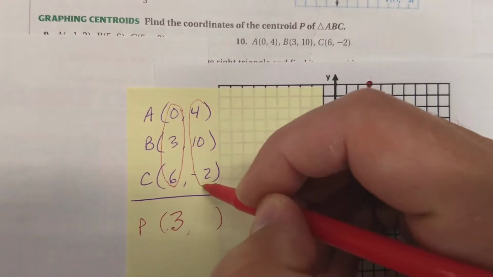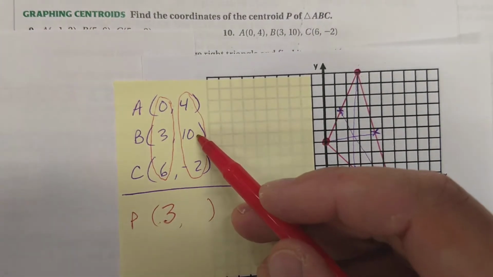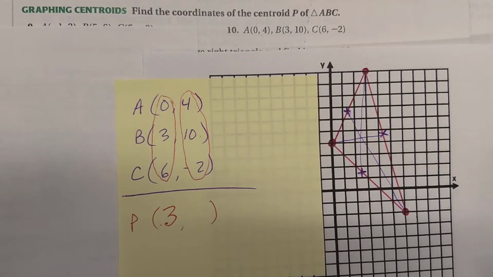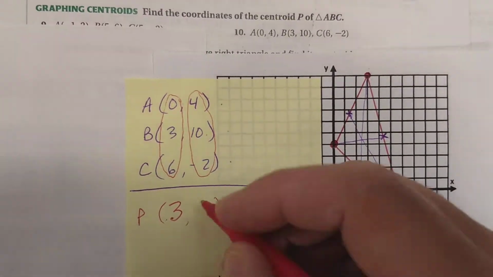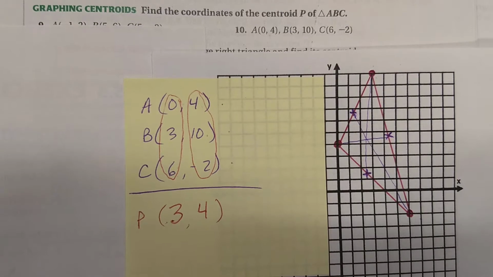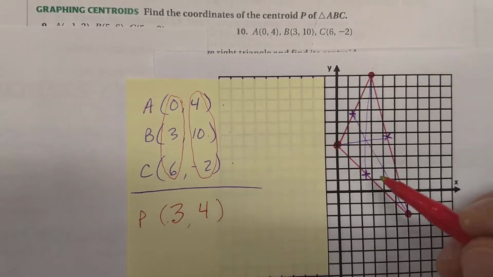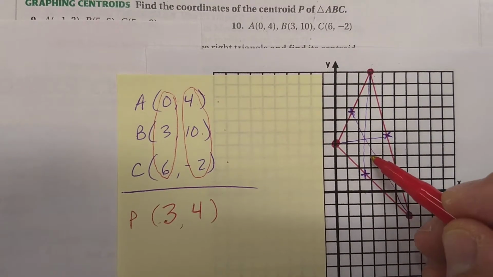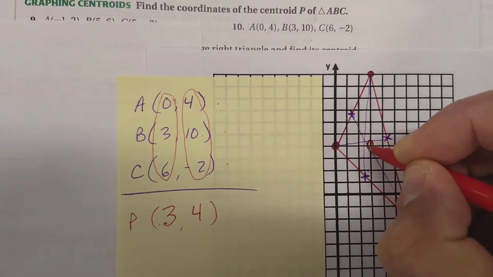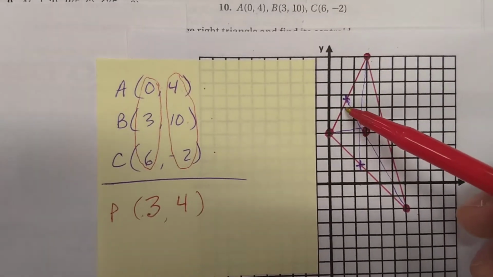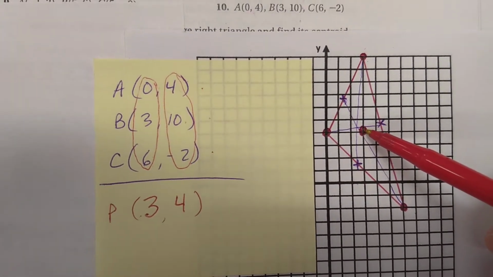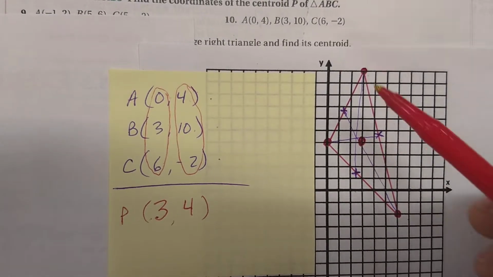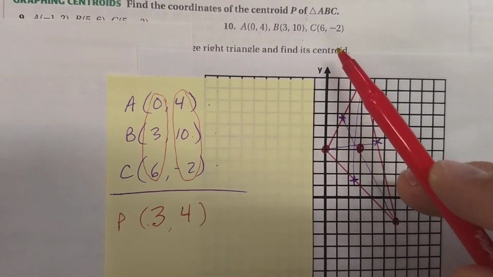If I do the same thing with my y coordinates, 4 and 10 and negative 2, that adds up to 12. 12 divided by 3 would give me 4. Our centroid should be located at 3, 4. 1, 2, 3 on the graph. 1, 2, 3, 4 up. Our centroid should be right about there. My initial sketch was close. I wasn't quite perfect, but that would be the centroid of this triangle based on our original vertices.